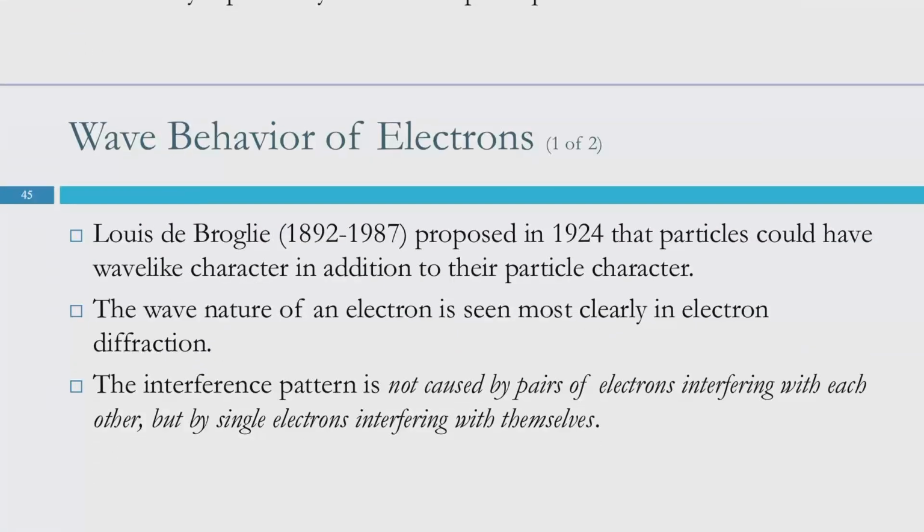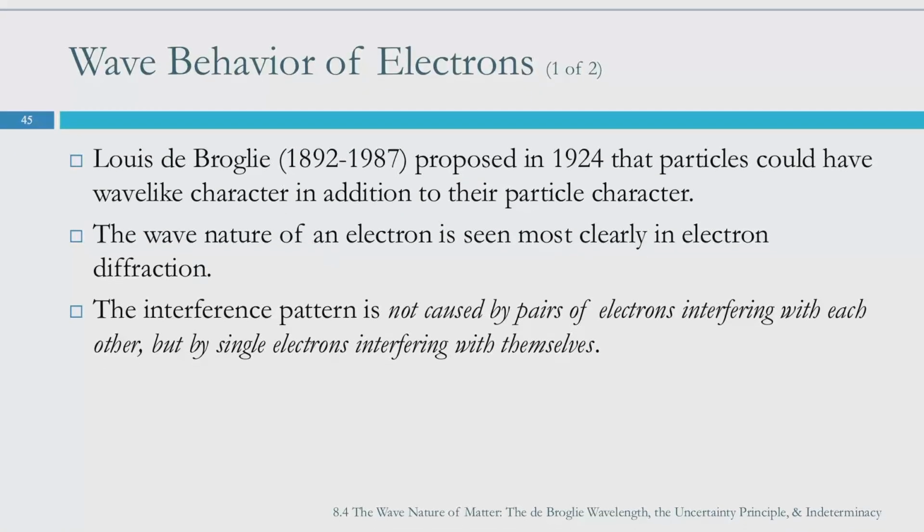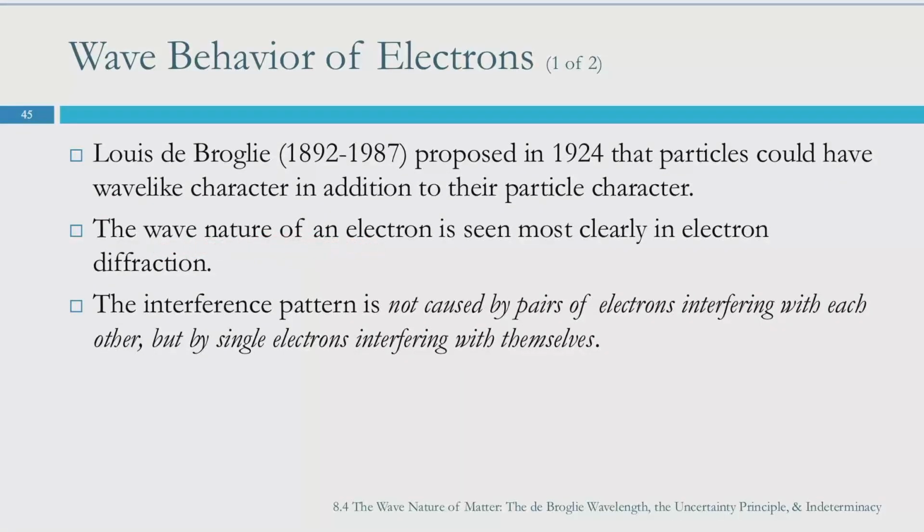For more on how those things don't behave the way that we do, we've got Louis de Broglie to thank. So he proposed in 1924 that particles could have wave-like character in addition to their particle character. So this is not like with light where we've got wave-particle duality. This is saying that things that behave as particles, like baseballs or flying atoms, also have wave-like character. The wave nature of the electron is most clearly seen in electron diffraction. So we send it through the little slit and it diffracts out even though it also is a particle or behaves like a particle.